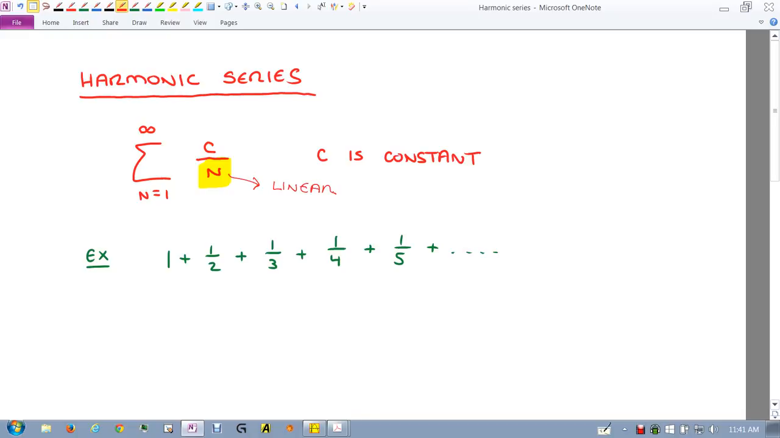That's a linear expression, right? N. If that said n plus 1, that would still be linear. It would still fall into the category of harmonic. All right? If that said n plus 2, it would still be harmonic. If it said 3n plus 5, it would still be harmonic because it is linear.